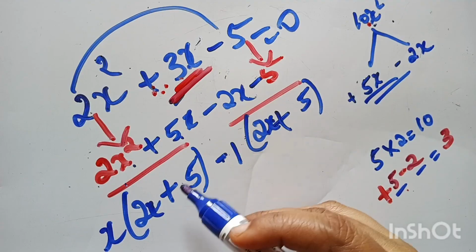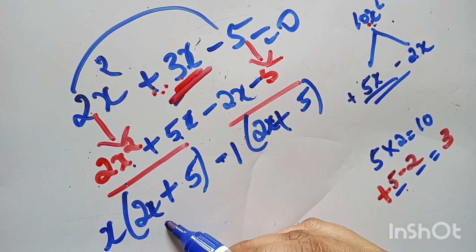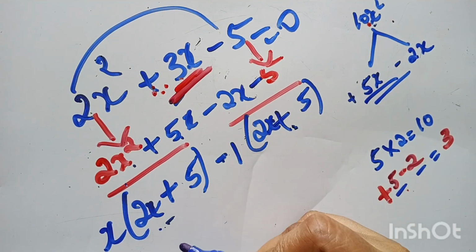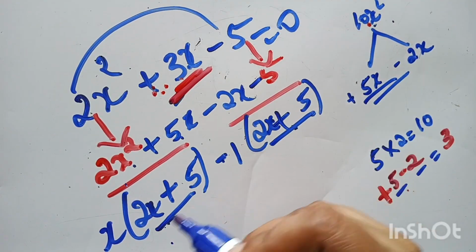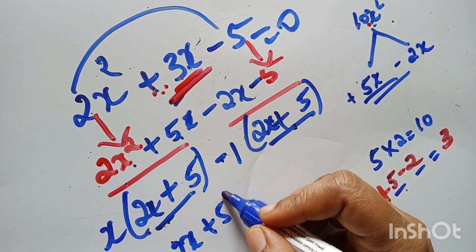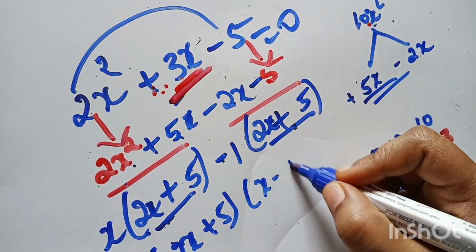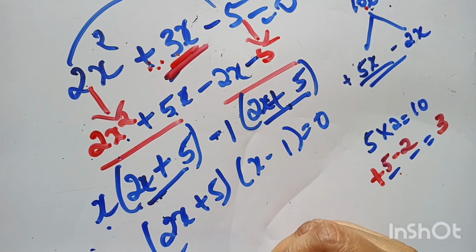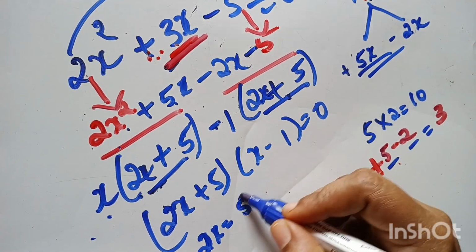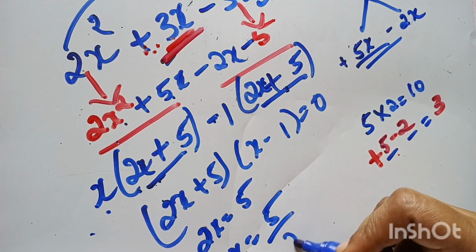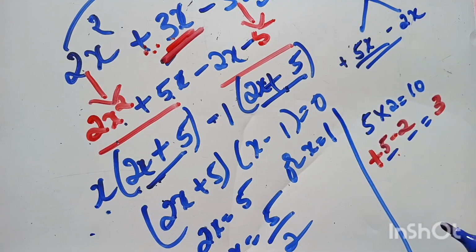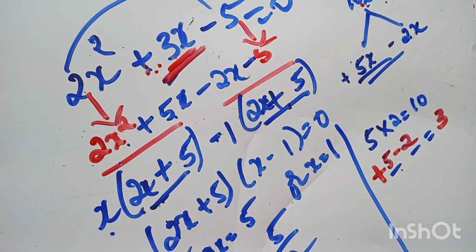2x plus 5, 2x plus 5. So here we should get the same value. Then our answer is 2x plus 5. The common number, symbol, letters and numbers should also be the same. So the common factor 2x plus 5 and the cofactor x minus 1 are equal to 0. So we get 2x is equal to minus 5, x is equal to minus 5 by 2, or x is equal to 1. This is the splitting method.